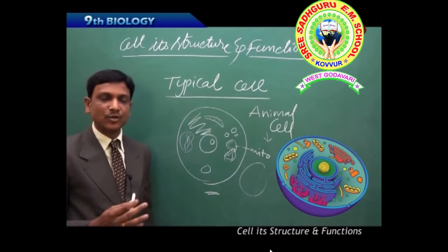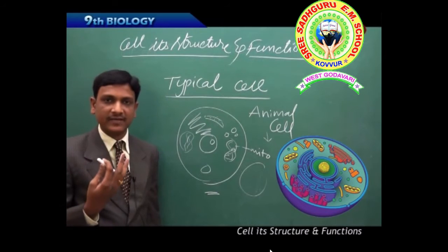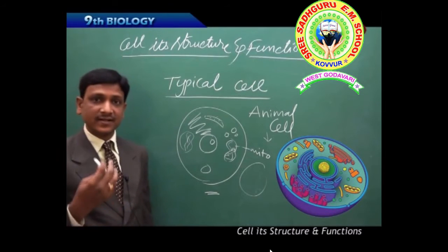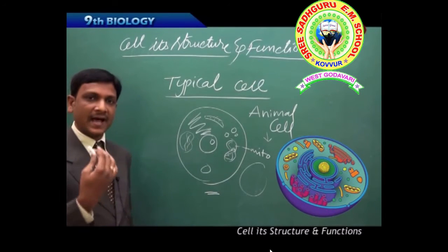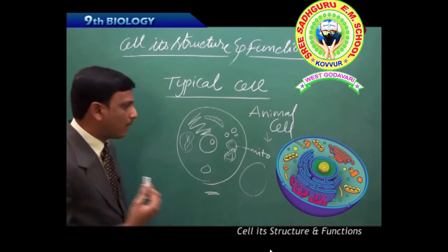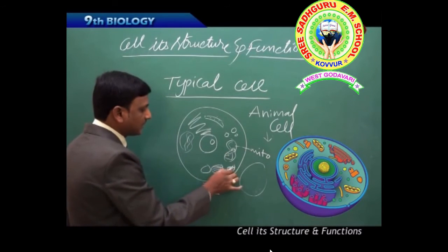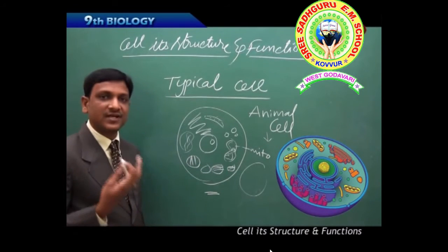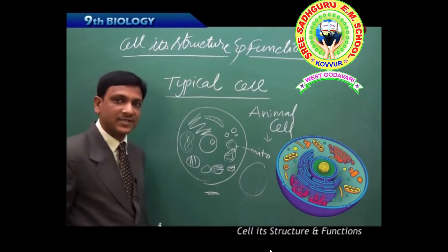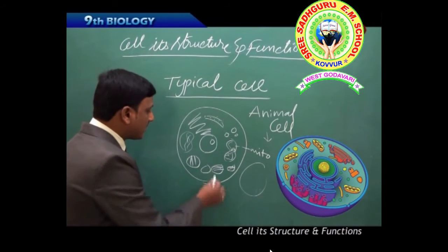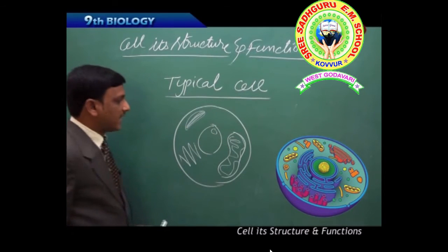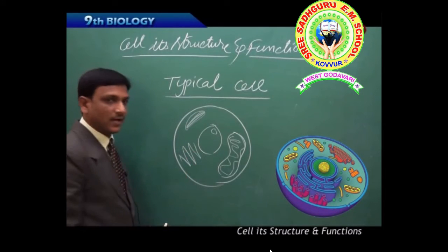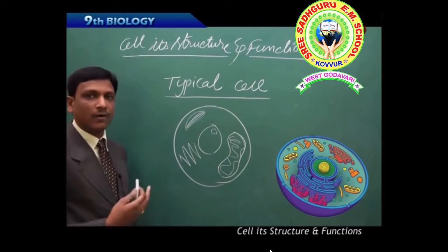For example, the cells of a gland, like the salivary gland, which is involved in secreting saliva. They have cells which contain more Golgi bodies compared to other cell organelles because they are involved in the process of secretion. These Golgi bodies help in the process of secretion, so they are more in number. So a typical cell is a generalized cell diagram which represents all the different cell organelles that exist in an animal cell or a plant cell.